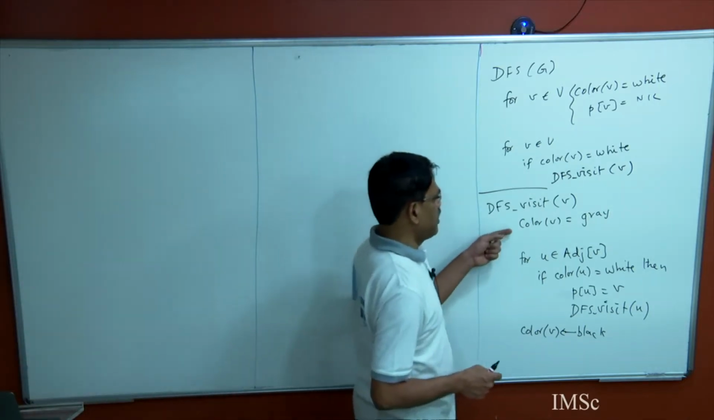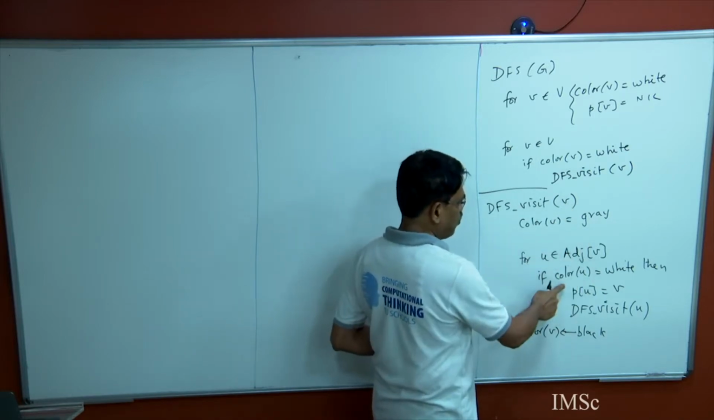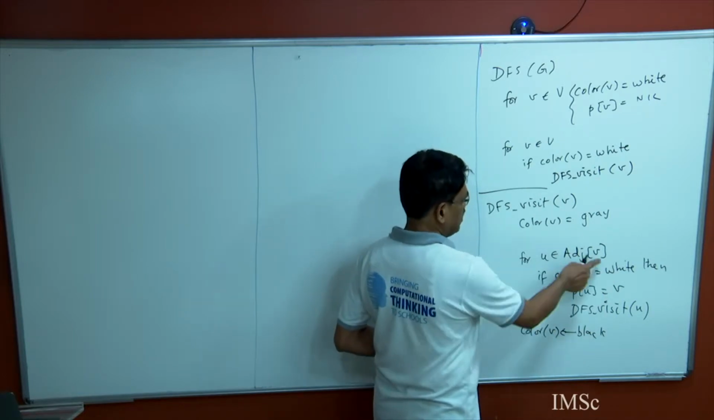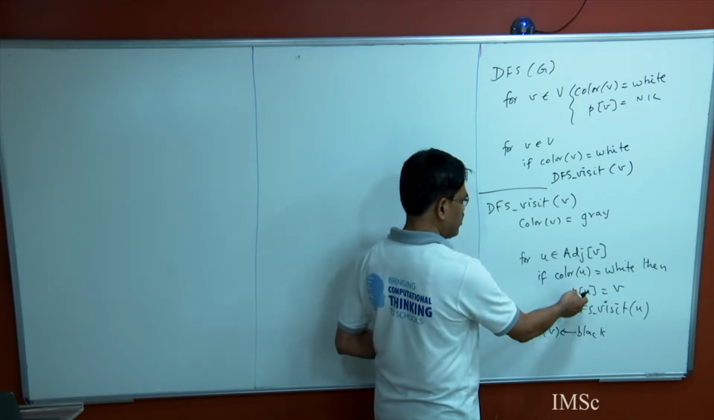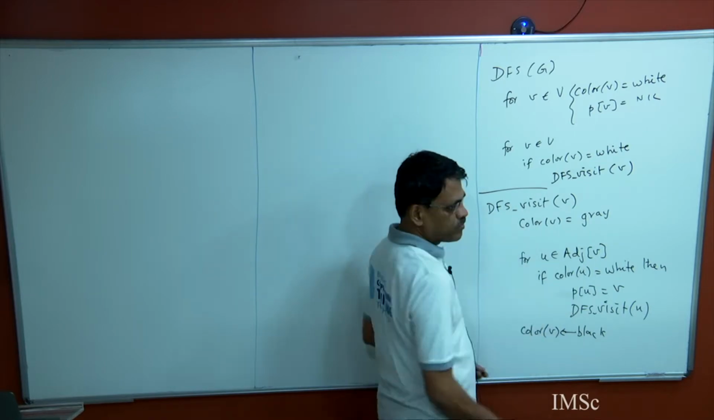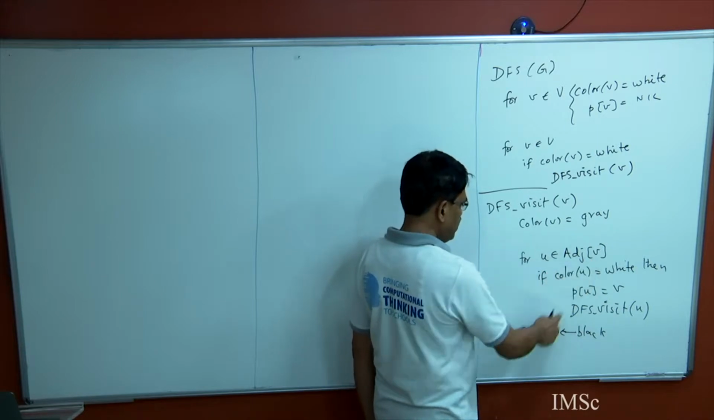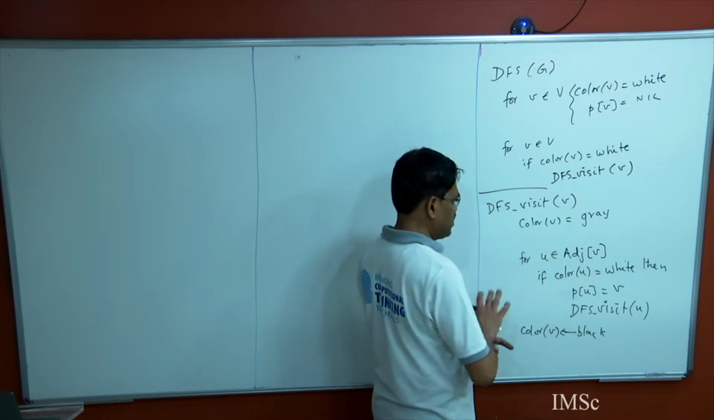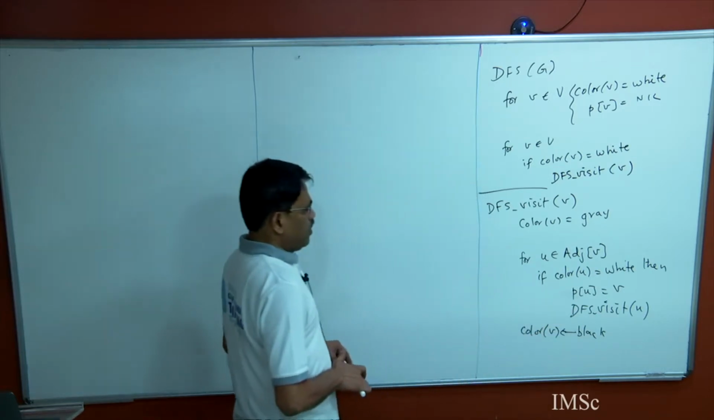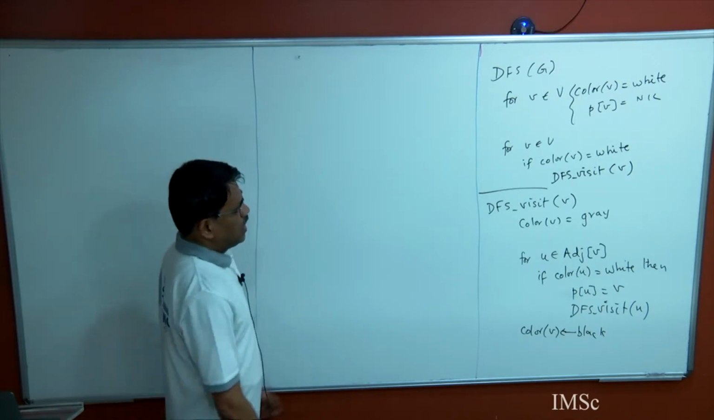So the moment I start exploring a vertex, I color it gray. Look at all the white adjacent neighbors. Make their parent to be this vertex which caused them to be explored, and explore from there. It's a recursive algorithm, so I'll call from there. And after I'm done with all adjacent neighbors of v, I'm going to color v black, because v has been explored and all its neighbors are done with. Okay, so this is the DFS algorithm.